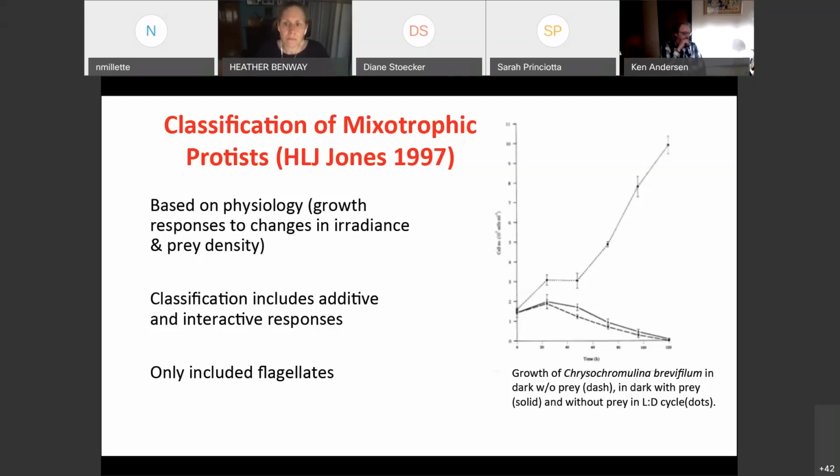But now we know that for many mixotrophs, the effects are really interactive, in that, let's say you're nutrient limited and you eat, you're a mixotroph. Well, the nitrogen and phosphorus you get from that may allow you to be more photosynthetic, so you can have additive responses. And Harriet Jones only included flagellates in her study because essentially that's what there was data on at the time. Can I have the next slide, please?